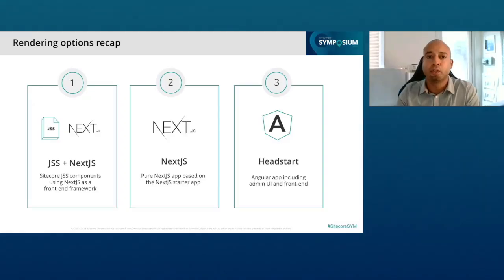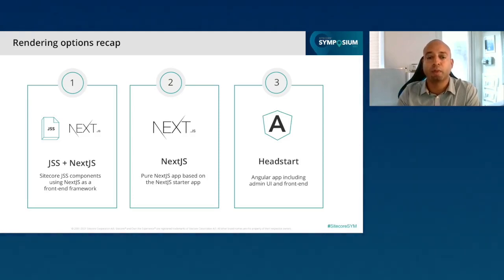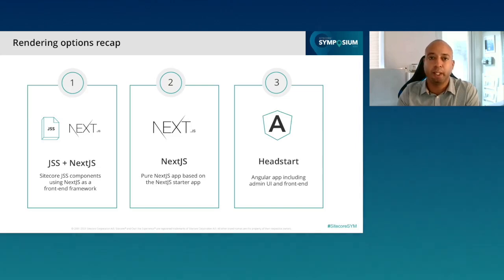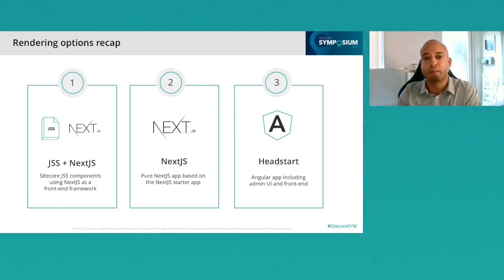So let's recap some of our rendering options and touch on some of the pros and cons. The traditional Sitecore route would be JSS with Next.js. Here you get the benefits of a Sitecore-first workflow, OrderCloud JSS components, full CMS support, and less boilerplate code. The potential downside to this is the need to have Sitecore available, which could result in slower project startup time and onboarding, and does require developers to have knowledge of Sitecore.